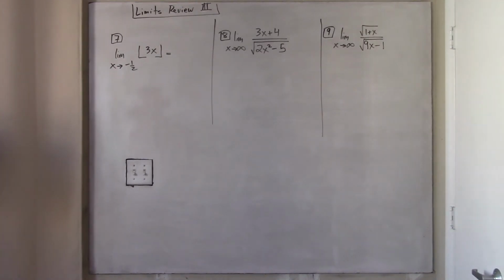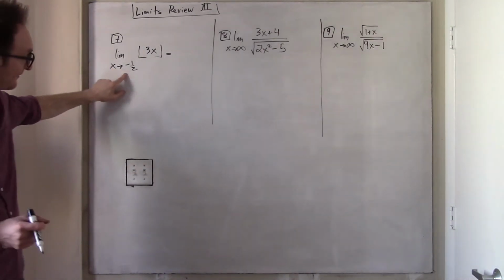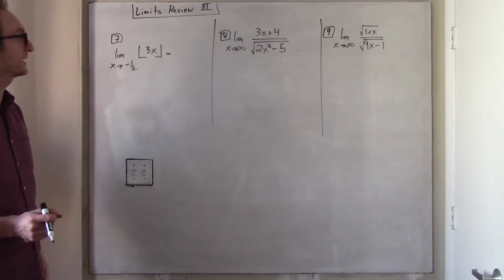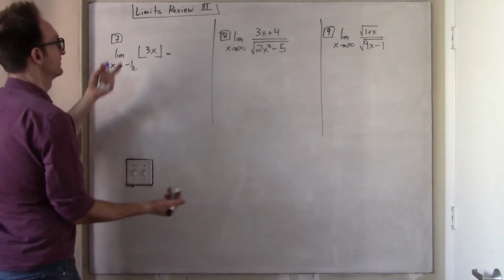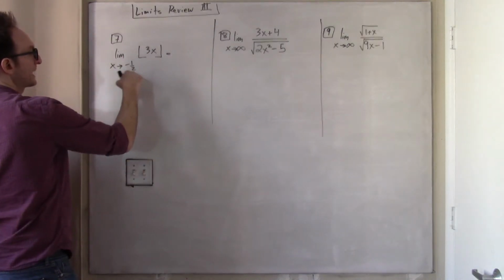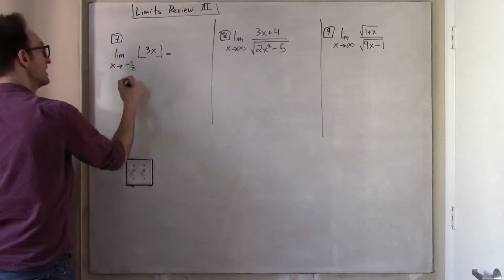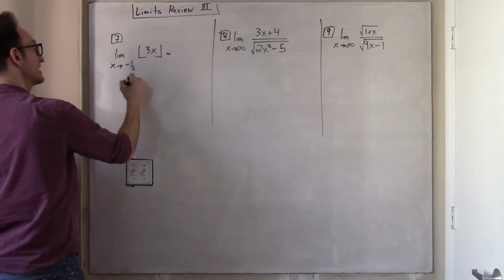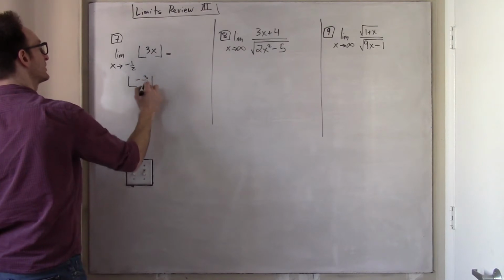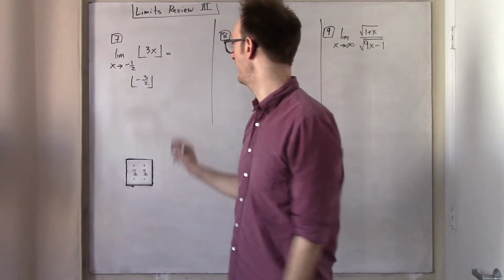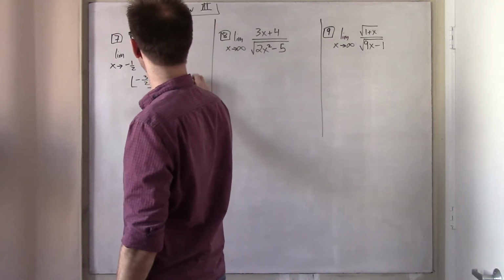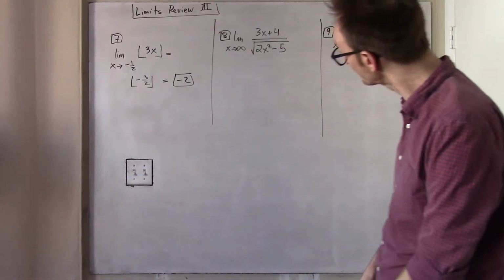Okay, here are 3 more problems, all kind of easy, to be honest. Number 7 says, what is the limit as x approaches negative a half of the floor of 3x? Well, this is a little bit of a letdown because there's just nothing going on. If you plug in negative 1/2 for x, then this becomes negative 3/2. And what is the floor of negative 3/2? Well, negative 3/2 being not an integer just has a very straightforward floor. It's just negative 2, so that's all there is to say.